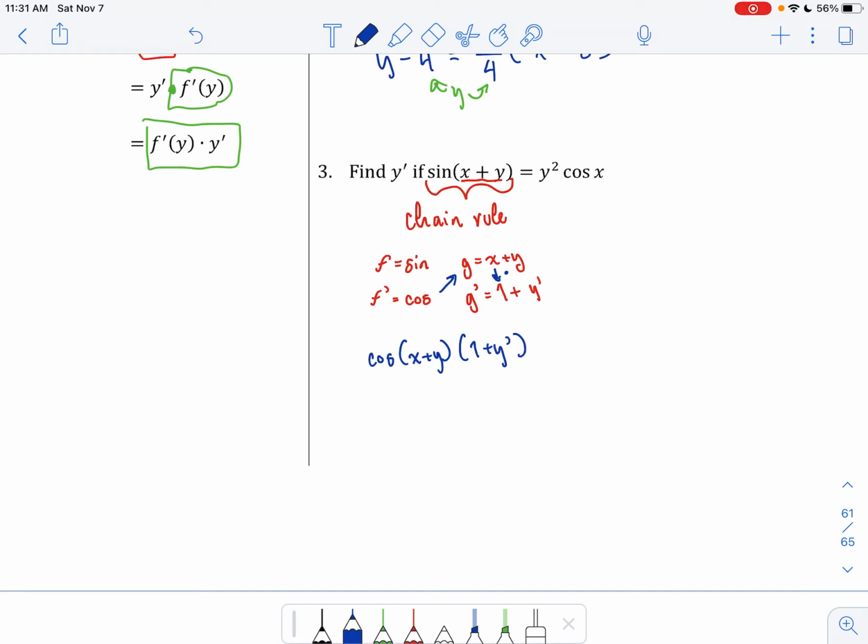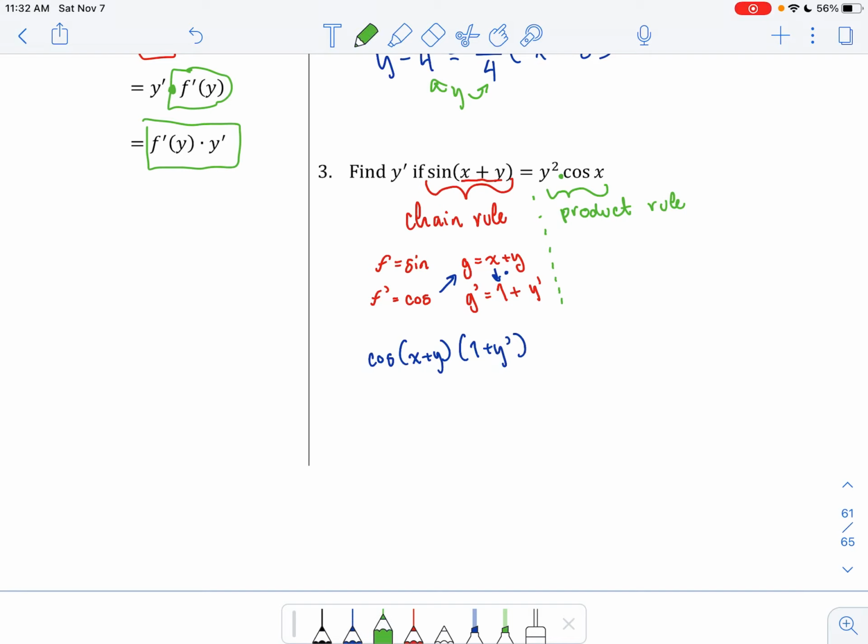On the other side, and I can just draw a line right down here, we have multiplication, so we're going to use the product rule. And this is why it's really nice to have your notes and formula sheet out in front of you and ready to go, because then you're going to be able to jump right to this and not have to worry as much.